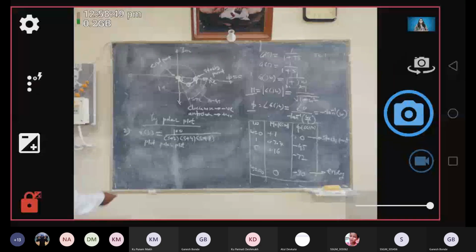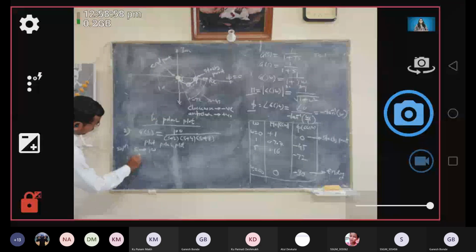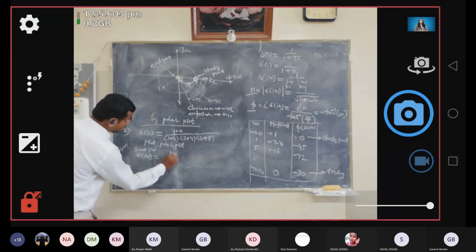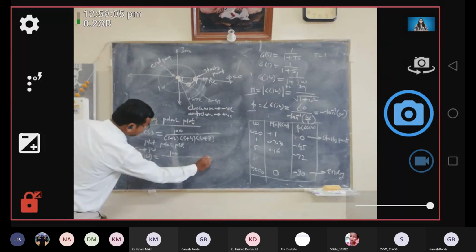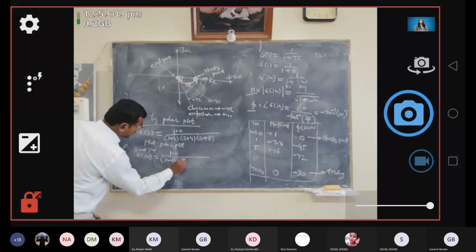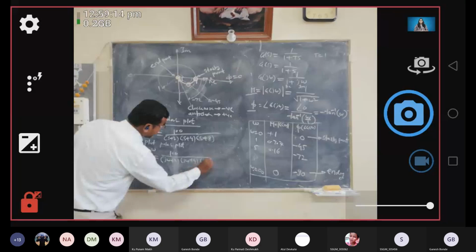What is the first step? Write down the solution. S will be replaced by j omega. So G of j omega equal to 100 upon j omega plus 2, j omega plus 4, j omega plus 8.